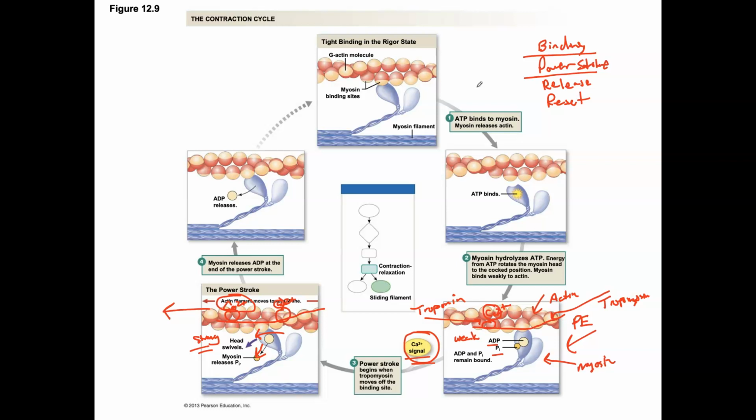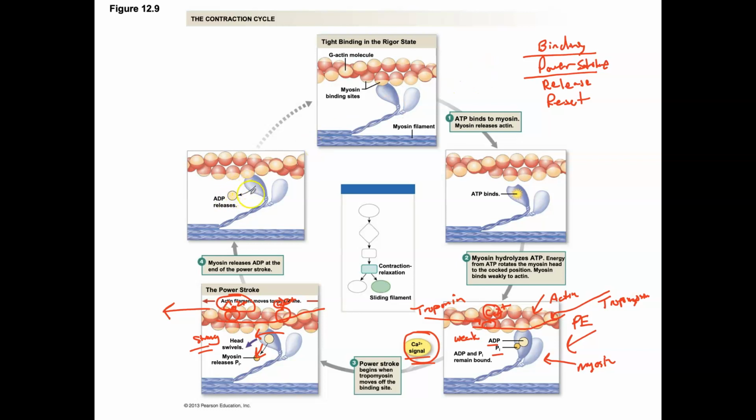So it's sliding towards the M line and it's making the sarcomere shorten. In order for myosin to detach from the actin, there needs to be another molecule that can separate the proteins. If you don't have another molecule to separate the proteins, you're going to stay stuck in a state of rigor.